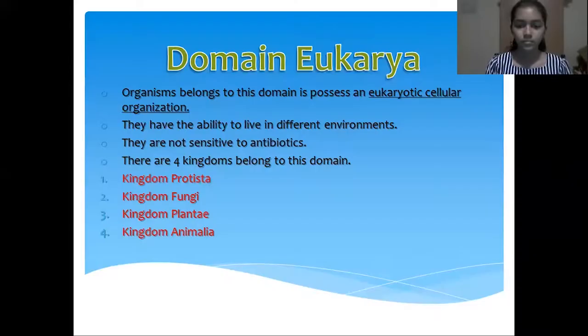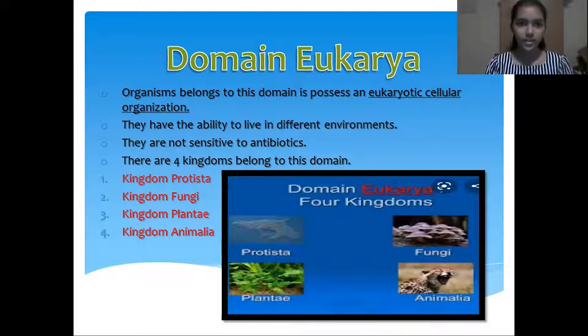Now I am going to talk about the domain Eukarya. Organisms belonging to this domain possess eukaryotic cellular organization. They have the ability to live in different environments and they are not sensitive to antibiotics. There are four kingdoms belonging to this domain: kingdom Protista, kingdom Fungi, kingdom Plantae, and kingdom Animalia.